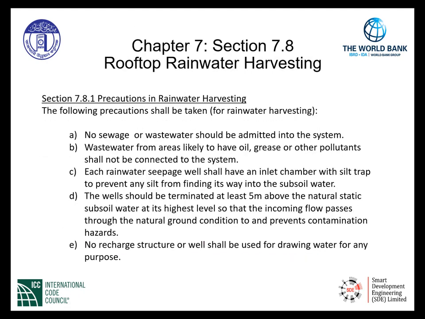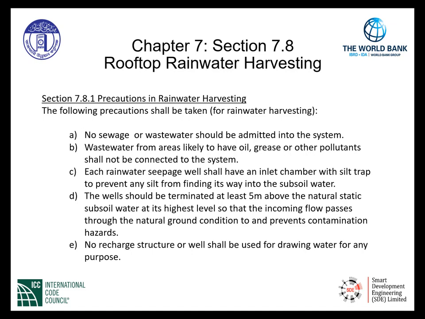Section 7.8, titled Rooftop Rainwater Harvesting. Precautions in rainwater harvesting are given in section 7.8.1. The following precautions shall be taken for rainwater harvesting. This is the first part of the system where we harvest the rainwater. Item A, no sewage or wastewater should be admitted into the system.